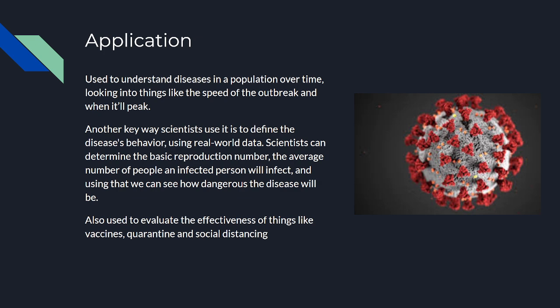Another key way scientists use it is to define the disease's behavior using real-world data. Scientists can determine the basic reproduction number, the average number of people an infected person will infect, and that usually just shows us how dangerous the disease will be. You can also use it to test the effectiveness of vaccines, quarantine, and social distancing, like during COVID-19. So if you introduce those things, will the peak of infected go down? There's a lot of different applications using the SIR model. These are just a couple that I put down here.